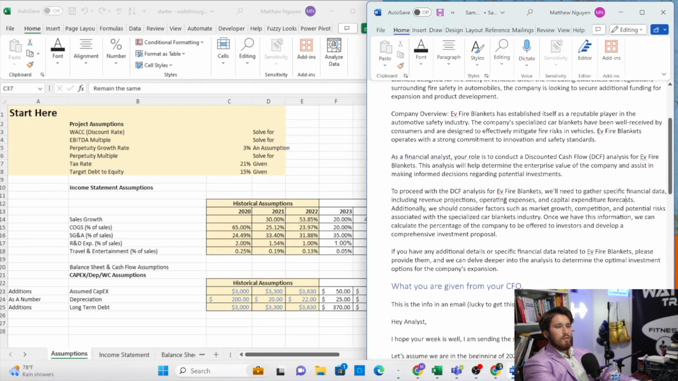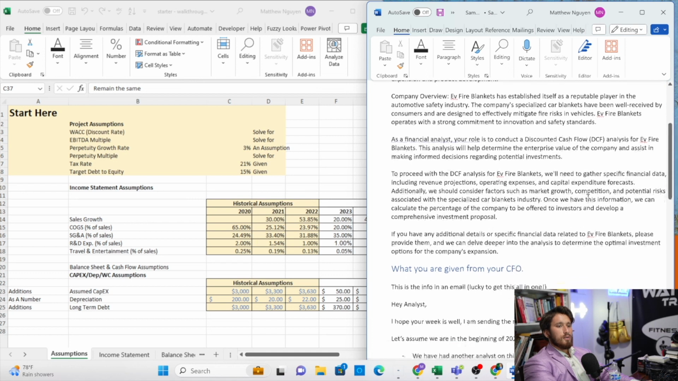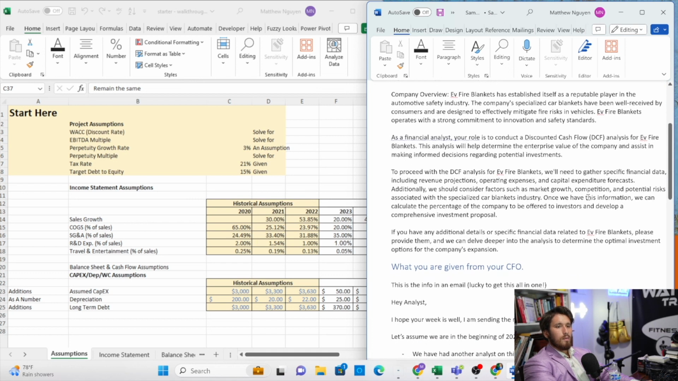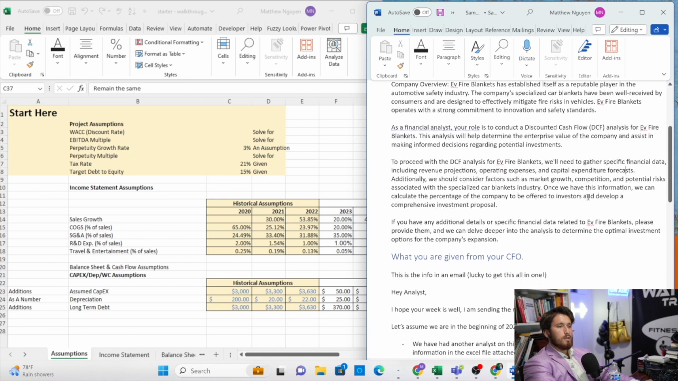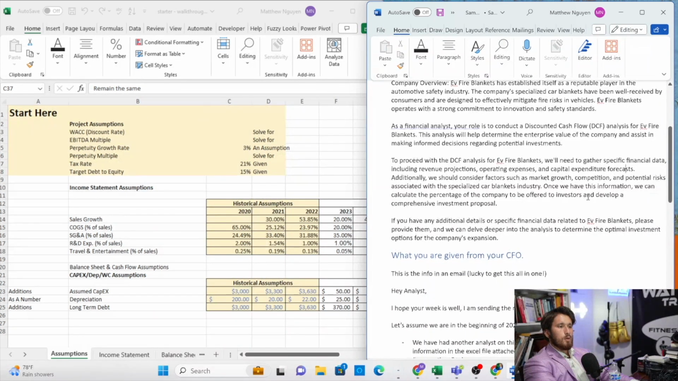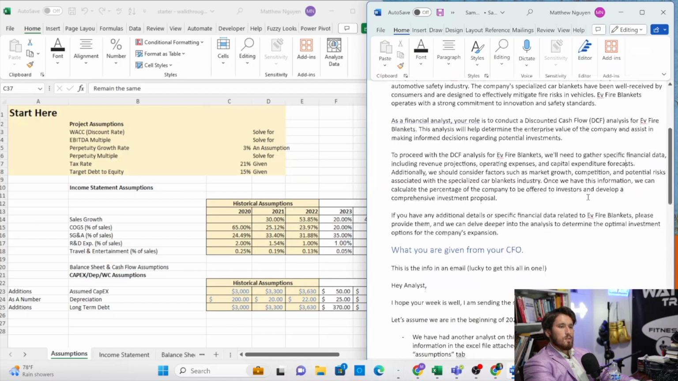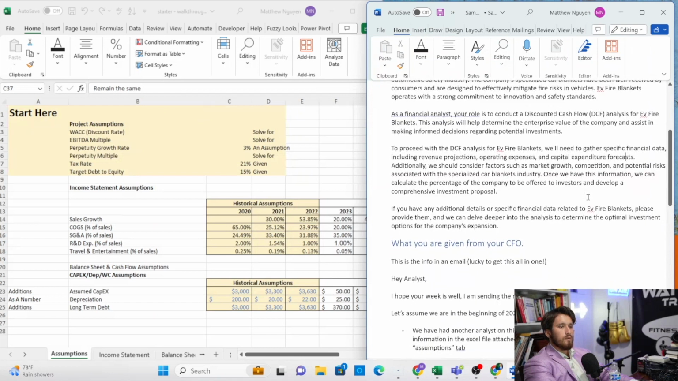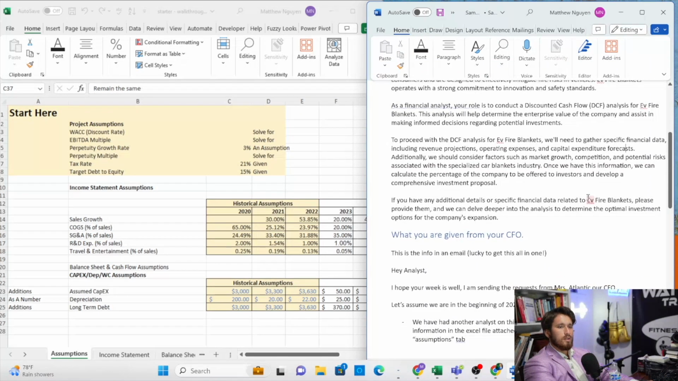To pursue the DCF analysis, we need to gather specific financial data, including revenue projections, operating expenses, and capital expenditure forecasts. Additionally, we should focus on market growth, competition, and potential risks within the specialized car blanket industry. Once we have this, we'll calculate the percentage of the company that has to be offered to investors and develop a comprehensive financial investment proposal. If you have any additional details or specific financial data related to EV Fire Blankets, please provide them. We can delve deeper into the analysis and determine the optimal investment options for the company's expansion.